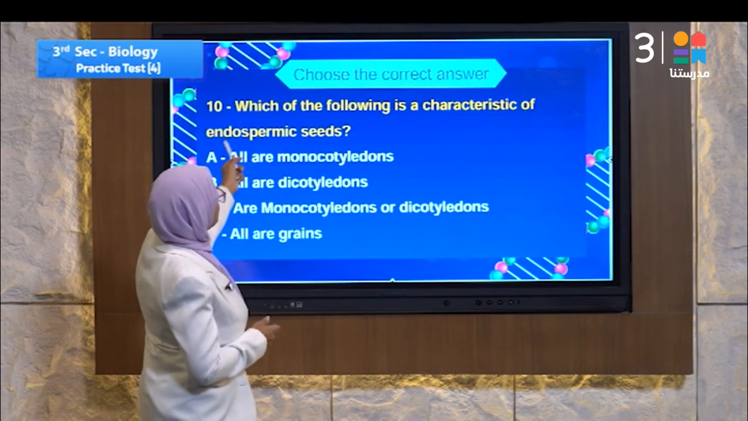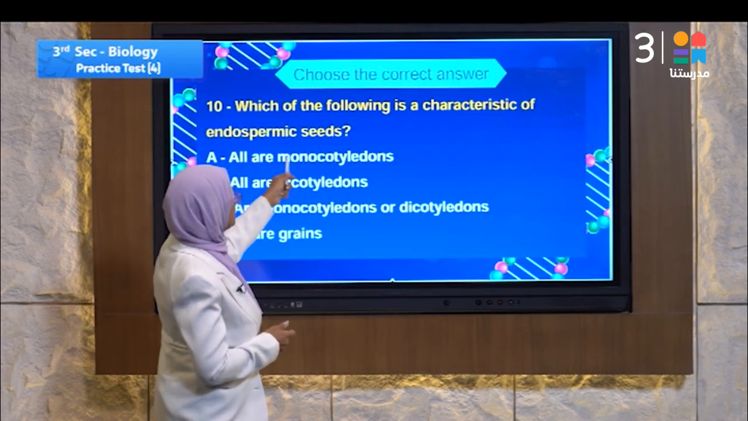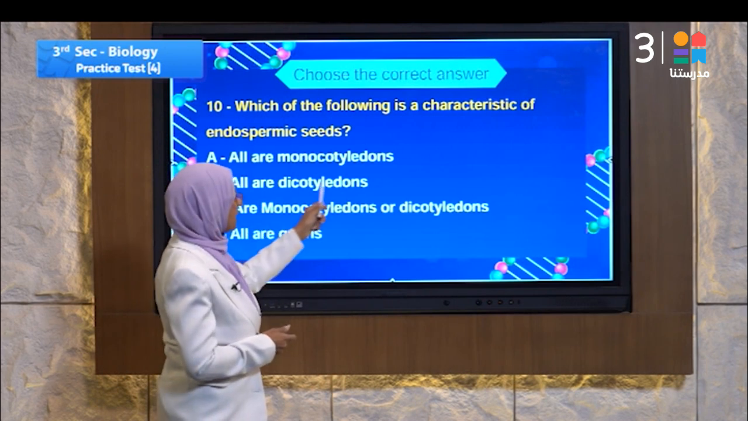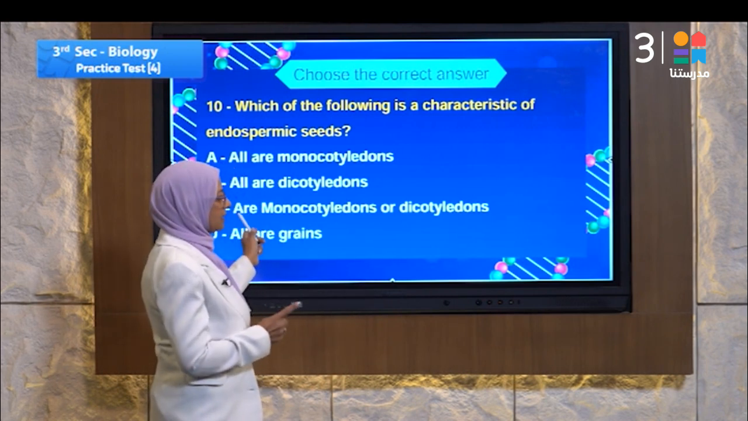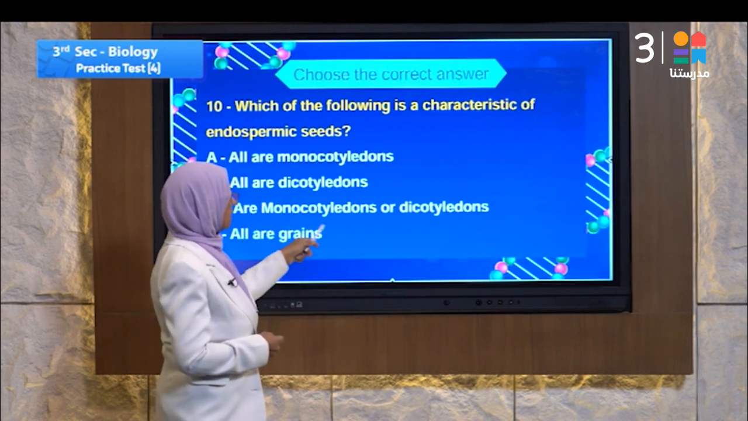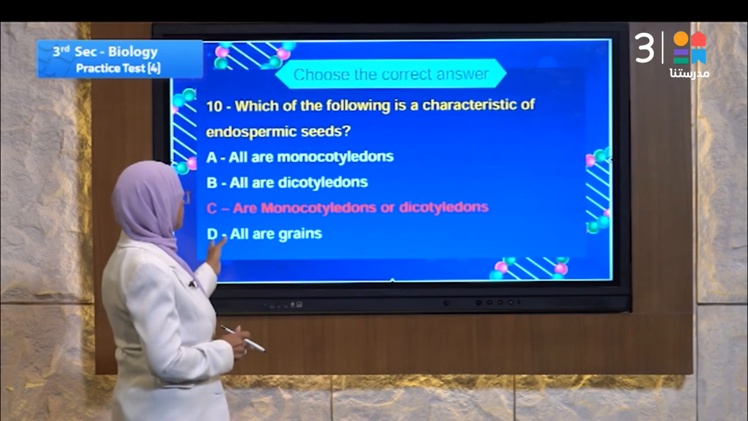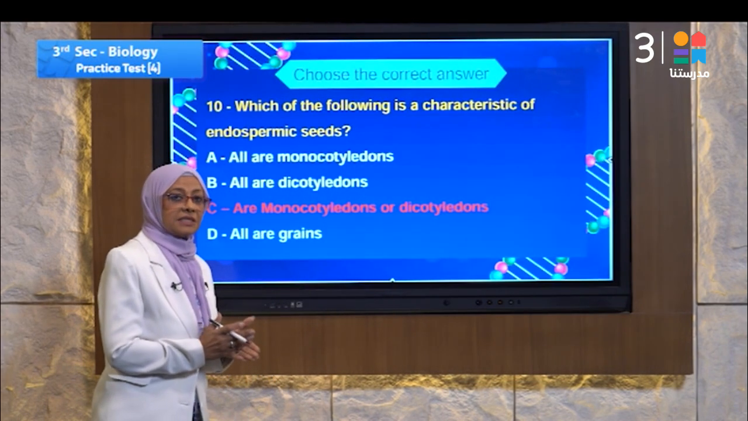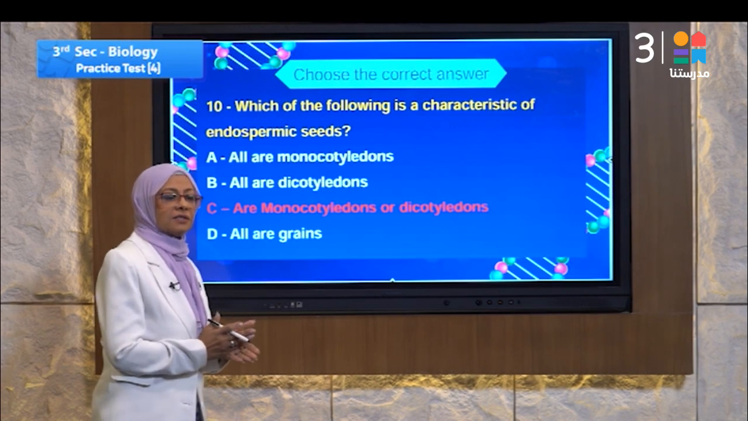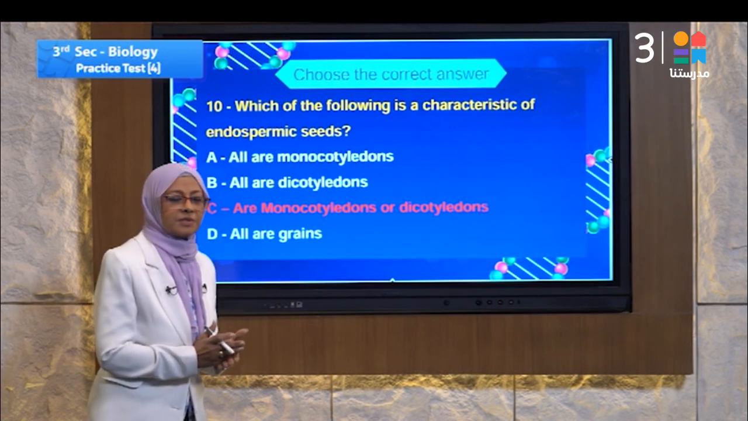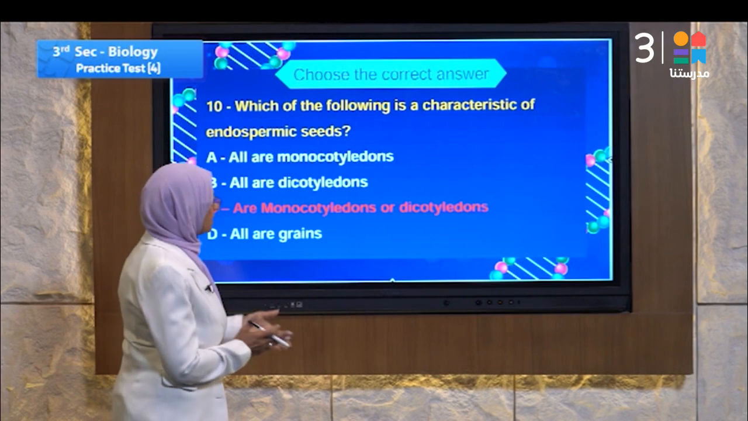They are endospermic seeds. Endospermic seed has two types. Monocotyledon has one cotyledon only. Dicotyledon has two cotyledons. That's the answer. The answer is number C. Endospermic contains the two types, monocotyledon and dicotyledon.